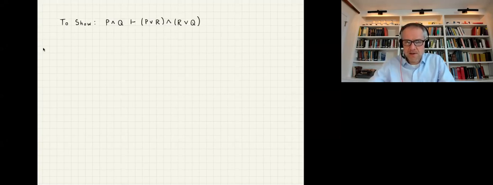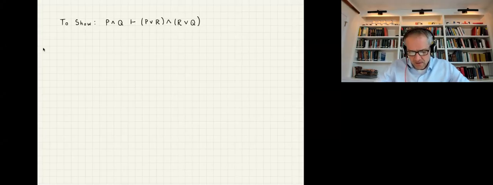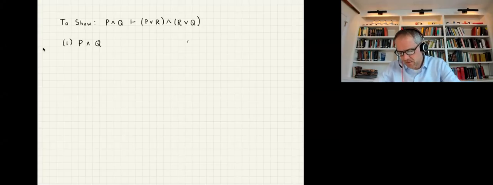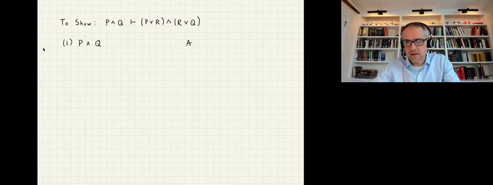Okay, so let's do another example now of disjunction introduction. In this case, we're asked to show that this conjunction on the right, P or R and R or Q, follows from the conjunction on the left, P and Q. Okay, let's go ahead and get started here by writing out our assumption, P and Q.